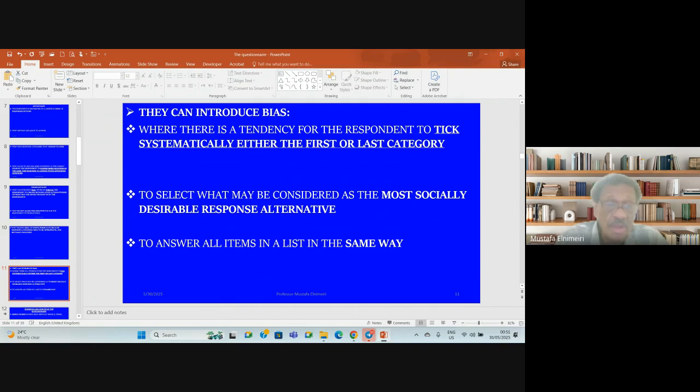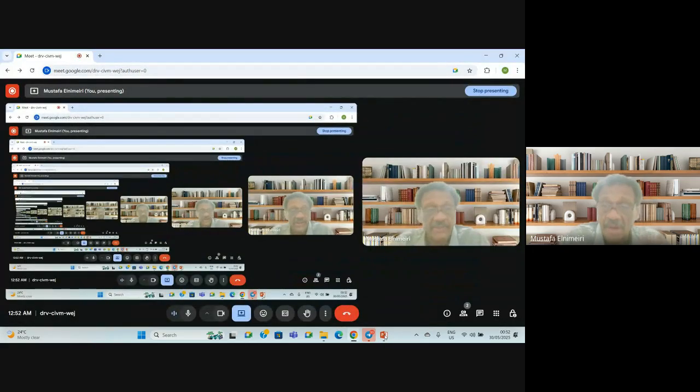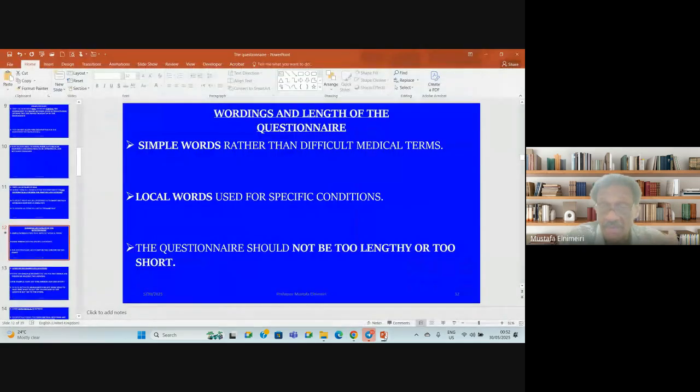That's one of the problems usually encountered in close-ended questions. Now we talk about the wordings and length of the questionnaire. Simple words should be used rather than difficult medical and technical terms so that they can be easily understood by the respondents. Local words are used for specific conditions. You may have so many local words that are easily understood by the respondents. So we need to avoid the technical medical terms that can be difficult to be understood by the respondents.